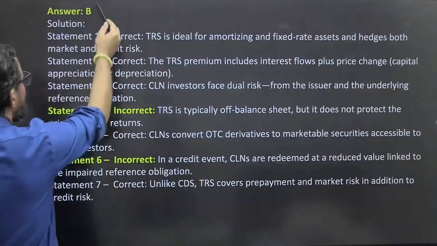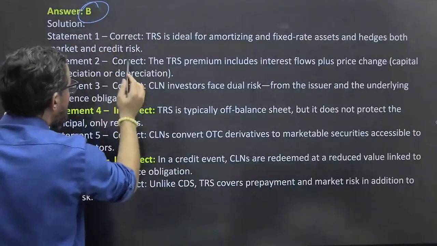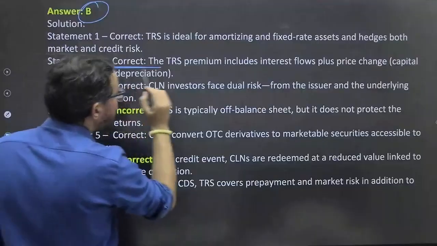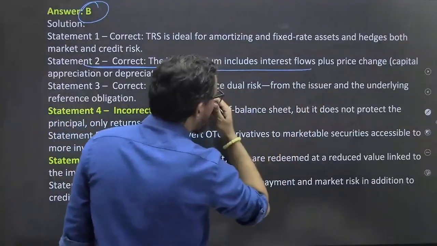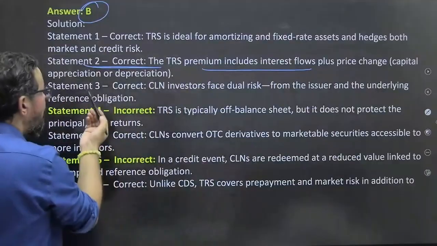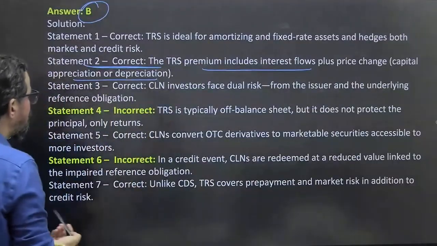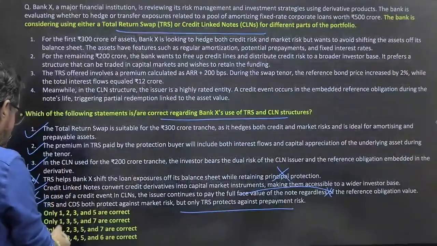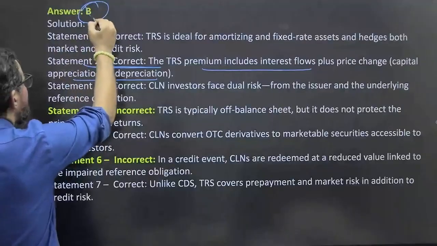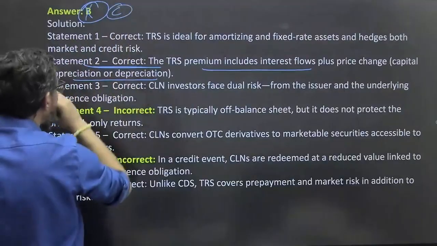First we'll go through these pointers. Statement 2, I just want to check. Statement 2 is mentioned correct here. The TRS premium includes interest flow plus price changes, capital appreciation or depreciation. This is also correct. Statement 2 is also correct, guys. Okay? C is the right answer. We have to correct this particular one. C should be the right answer.